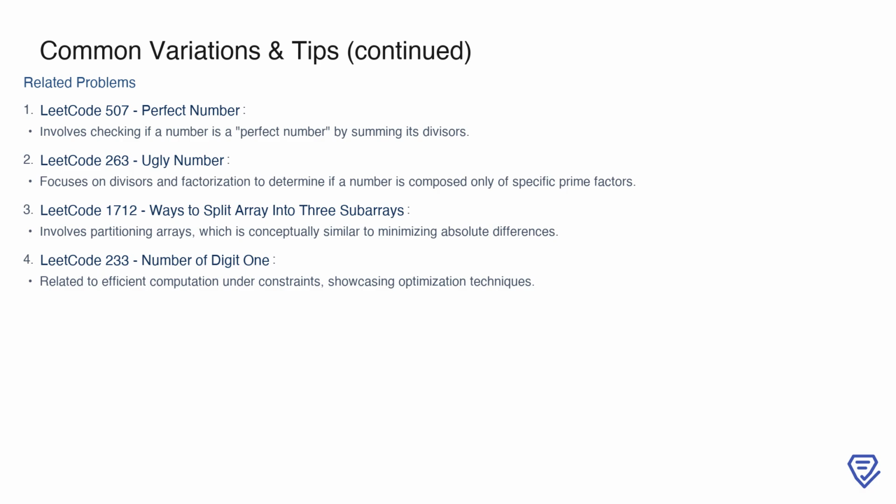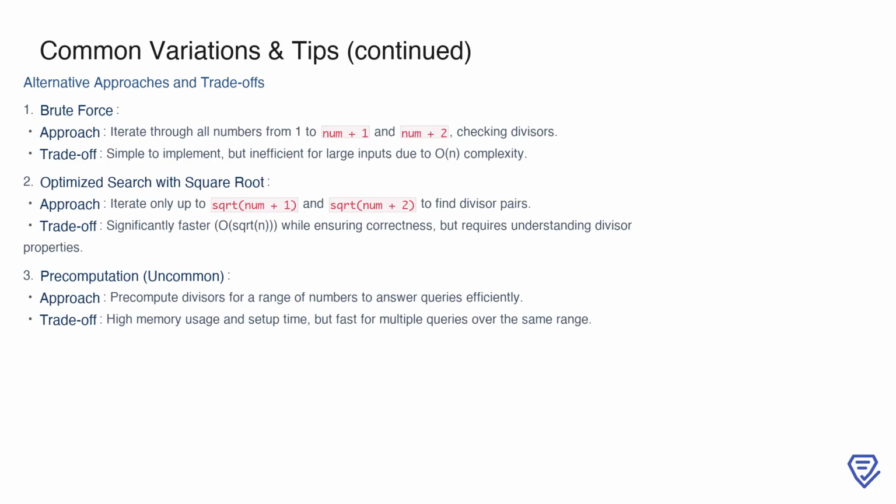Another related problem is LeetCode 1712, ways to split array into 3 subarrays, which, while not directly about divisors, shares a conceptual similarity in minimizing absolute differences when splitting or partitioning. Lastly, LeetCode 233, number of digit 1, deals with efficient computation under constraints, highlighting optimization techniques that carry over to problems like closest divisors. Now let's compare some alternative approaches and the trade-offs involved.